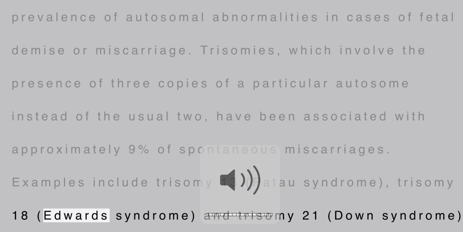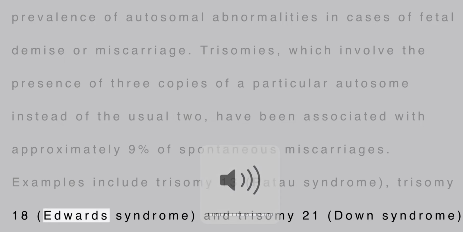The severity and specific manifestations of autosomal abnormalities can vary depending on the affected chromosome and the genes involved. Overall, autosomal abnormalities play a significant role in miscarriages and fetal demise, highlighting the importance of genetic testing and prenatal screening to identify these abnormalities and provide appropriate genetic counseling and medical management for affected individuals and their families.